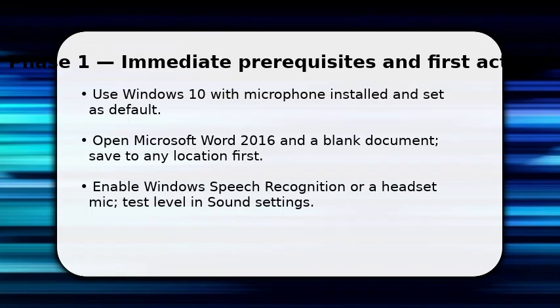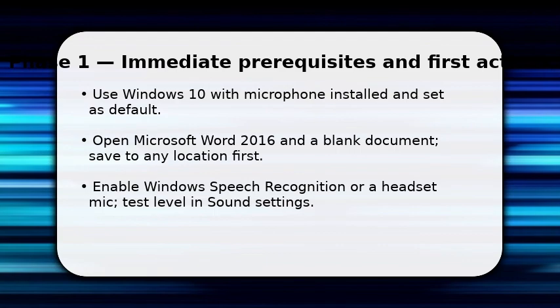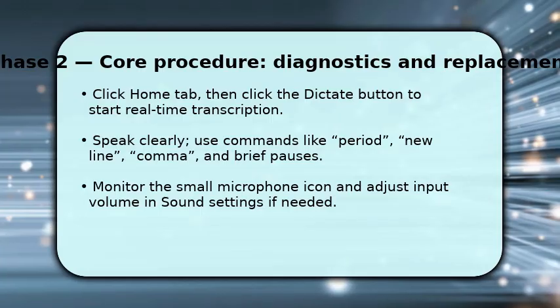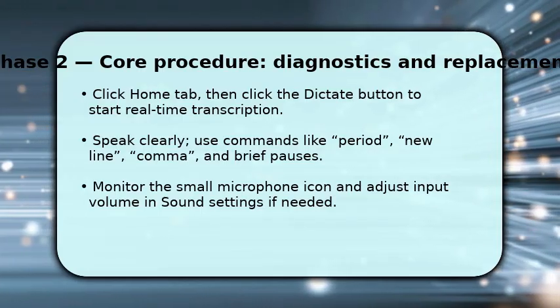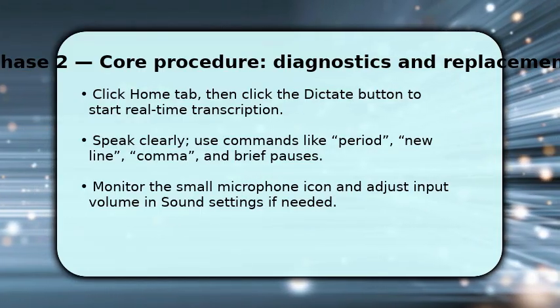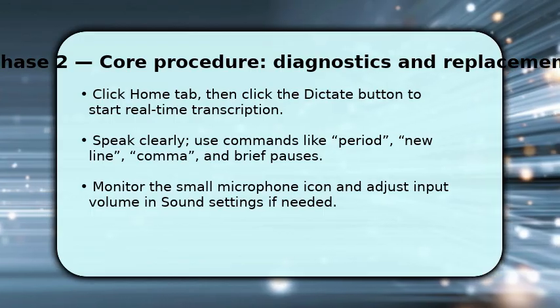Now place the cursor where you want text and make sure the document is saved so auto recovery works. This prevents lost work while you speak. You now activate dictation. Click the Home tab and press the Dictate button. Word shows a microphone icon when listening.